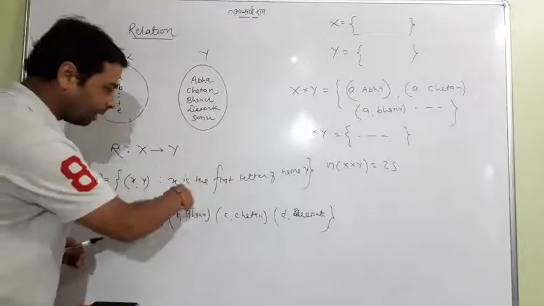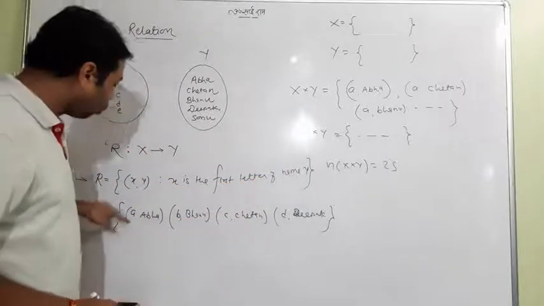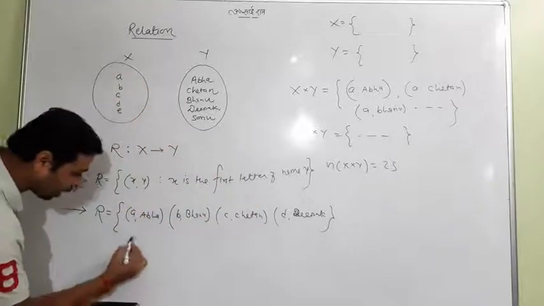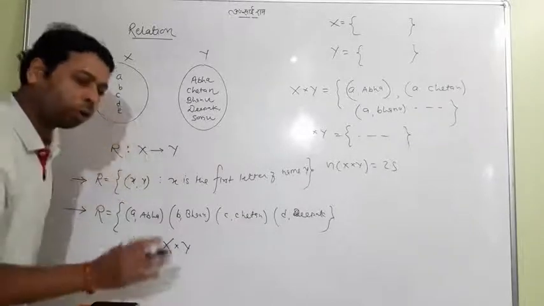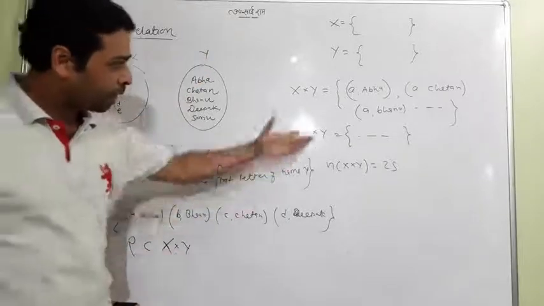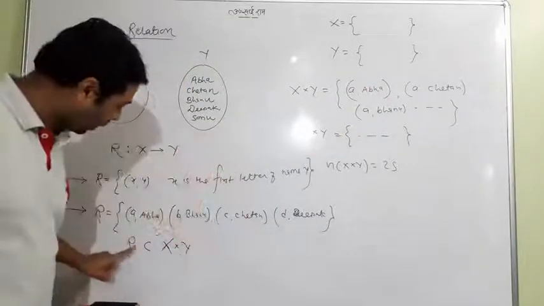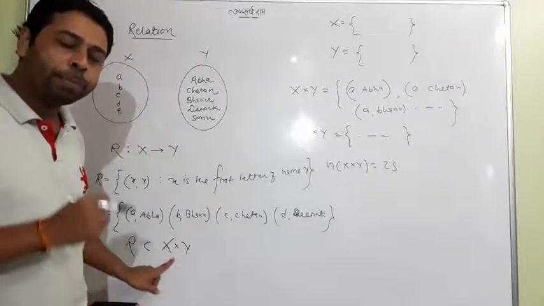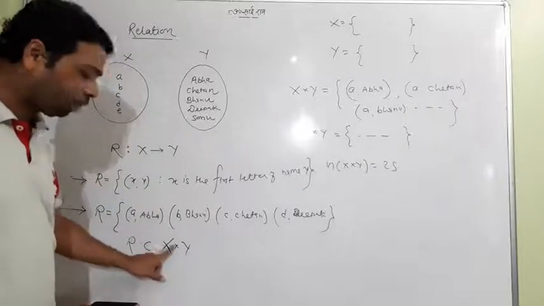But this particular set is bounded by this sentence: x is the first letter of the name y. We have chosen only those ordered pairs which follow this condition. One should know that this R is a subset of x cross y. You should not forget: x cross y, the Cartesian product, has 25 elements, but R this time has 4 elements. So a relation is always a subset of the Cartesian product. Keep in mind that this is a standard sentence from now onward.